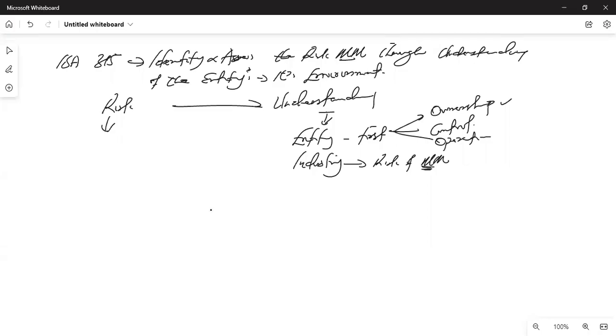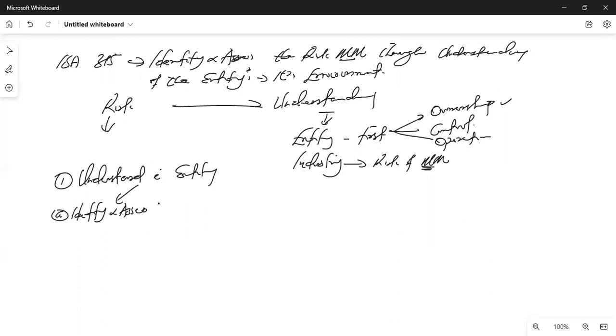All right. So we need to understand the entity. We've actually said that. The reason why we want to understand the entity is that it will help us to identify and also assess risks of material misstatement, which we've stated here.